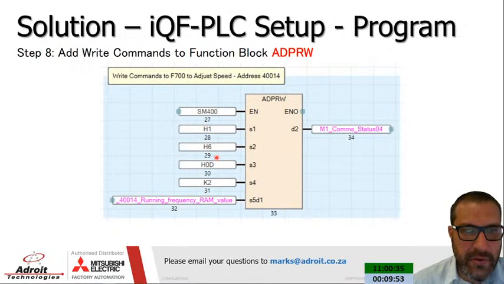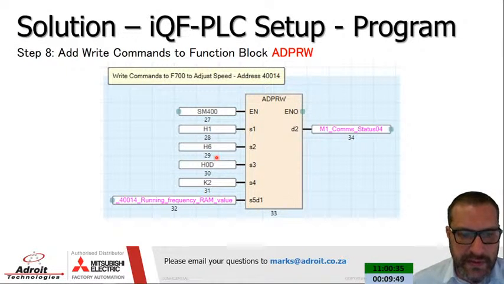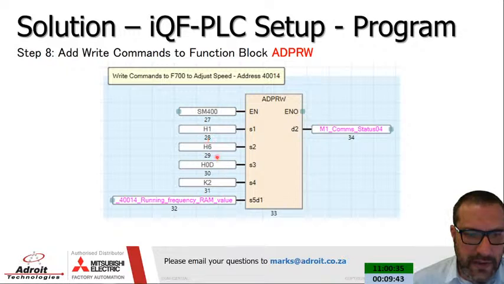So these are the write commands. These write commands we're going to use to set the speed of the VSD. So we're going to write again. We're going to look at address D, hex D, and the next two addresses after that. So we're going to look at 40,015 and 40,014. Okay.